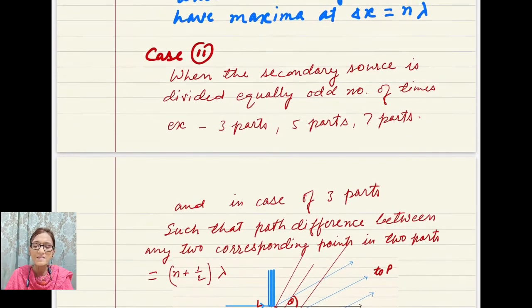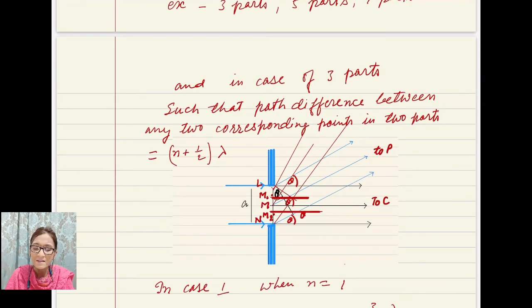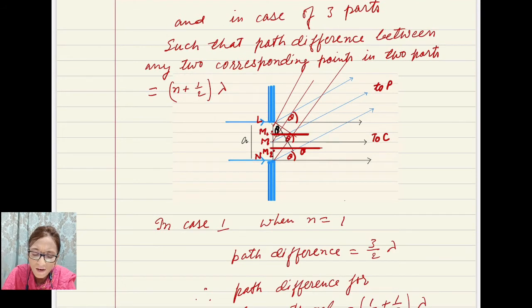Now let us consider another case. We have divided this aperture into three equal parts. Here you have three parts. Let me take the rays, one from here, another from here. Okay, let me change the color. One from here, another from here. Now you have three parts, you can see.